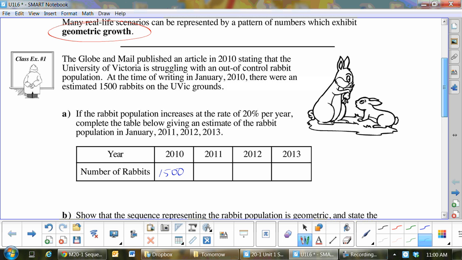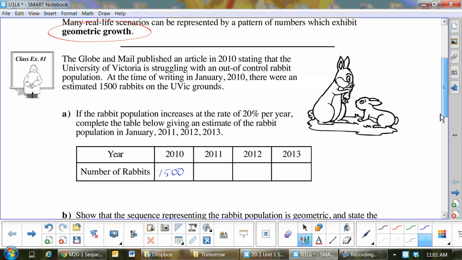Can somebody tell me how our population increases 20% every year? How do I find out how many bunnies I have in 2011? Yes? 10 over 2. That's multiplying by 5, right? 10 over 2 is 5. So multiplying by 5, I don't know if that would... Yes? Okay, so you're going to multiply by 0.2 and then add it back. A faster way to do that is to multiply it by 1.2.